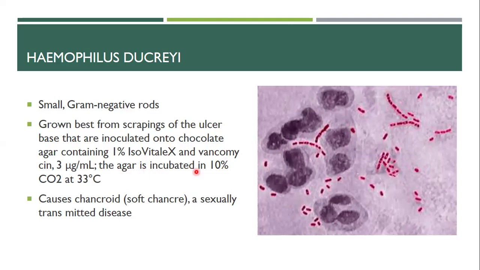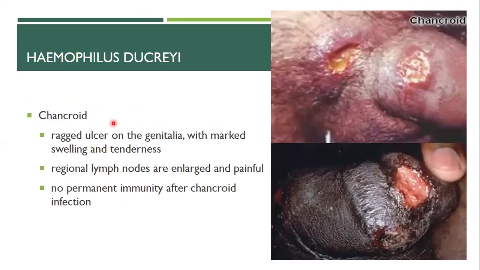And the agar is usually incubated in 10% CO2 at 33 degrees centigrade. The samples used to grow Haemophilus ducreyi are the scrapings from the chancre of an infected individual, particularly in the base of the ulcers. So the disease caused by Haemophilus ducreyi is, as I've mentioned, Chancroid, which is characterized by the presence of a ragged ulcer on the genitalia. So this is the ulcer typical of Chancroid, caused by your Haemophilus ducreyi. Notice that the edges are irregular and ragged. It doesn't have defined edges.